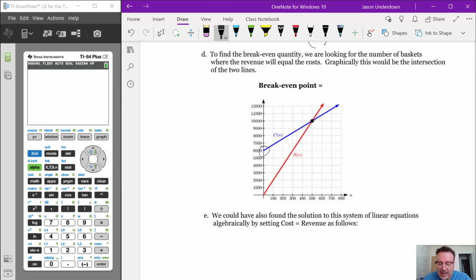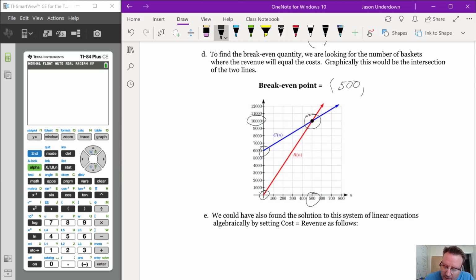Okay. Now, if we look down on this graph, we see that the cost function has a y-intercept here at 6,000 because the fixed costs are $6,000 per month, and it has a slope of 8, whereas our revenue function always goes through the origin because you don't make anything until you sell your first product, right? But it has a slope of 20. The two lines meet here at the break-even point, and it looks like the break-even point has coordinates of N is 500 and y appears to be 10,000.